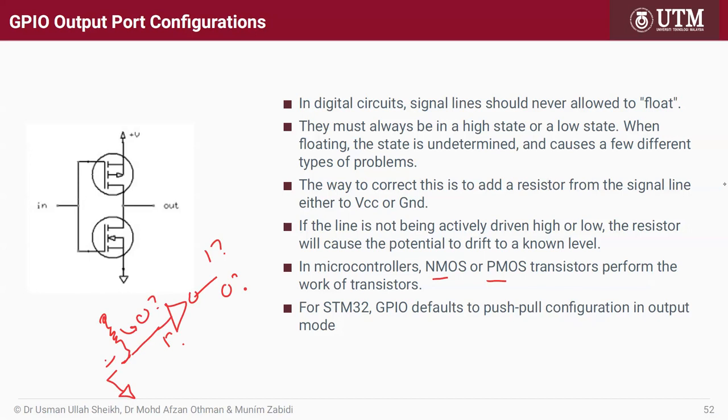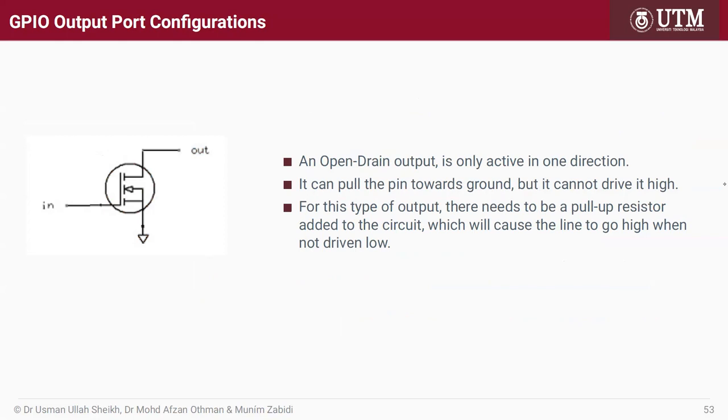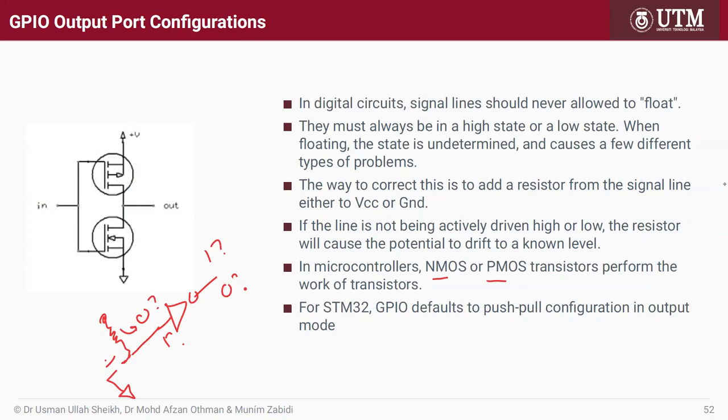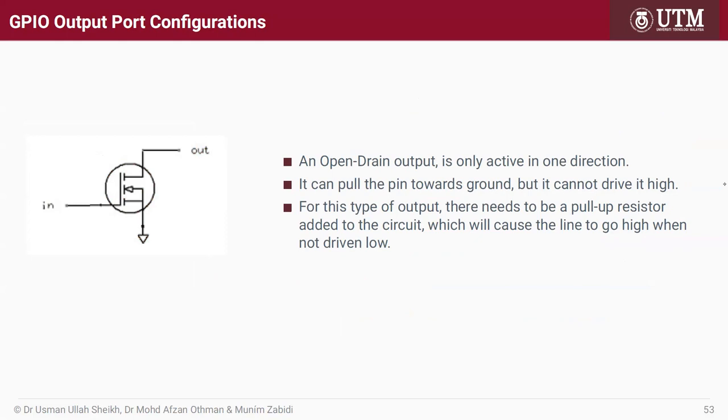So for STM, we have to configure the GPIO port. For output, we have to choose whether it's totem pole or open drain. Open drain here means that the output can only go down. For example, if this transistor is on, so that means in front there will be leakage current going back. It can go down.